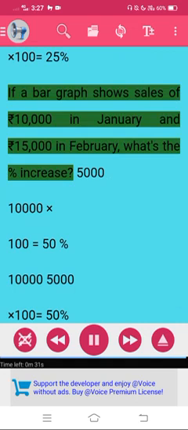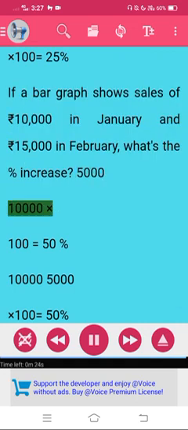If a bar graph shows sales of 10,000 rupees in January and 15,000 rupees in February, what's the percent increase? 5,000/10,000 times 100 equals 50%.